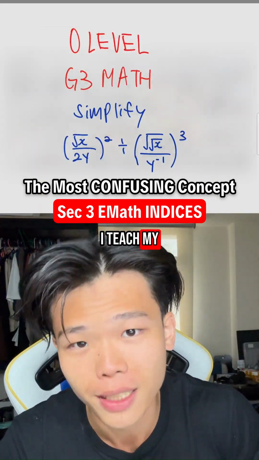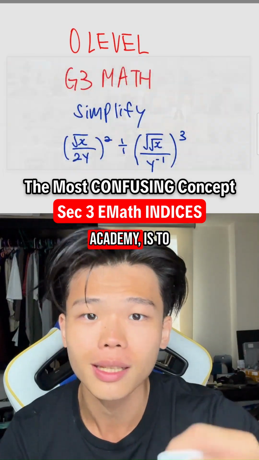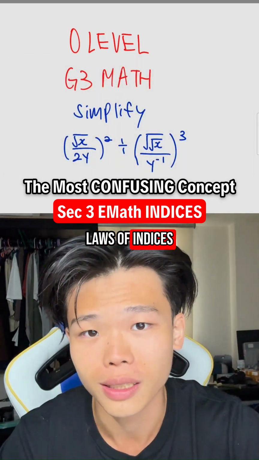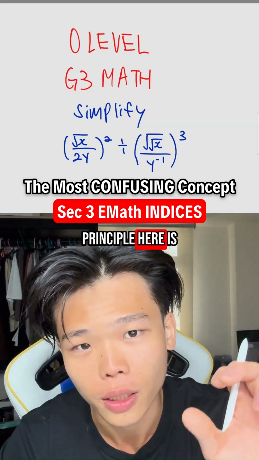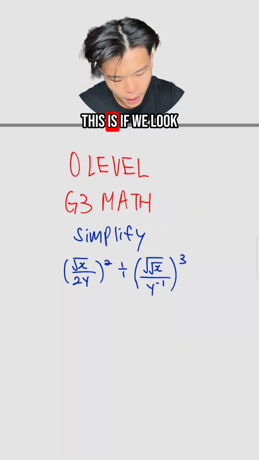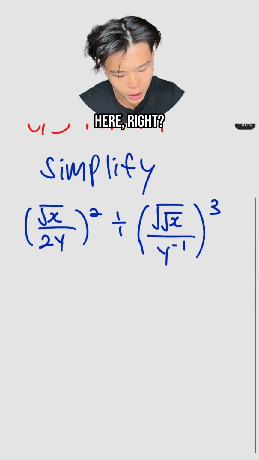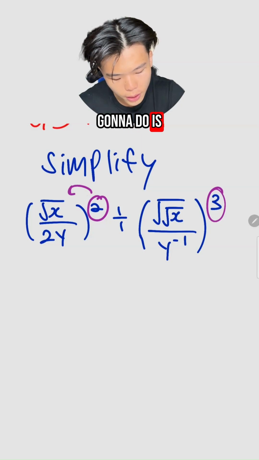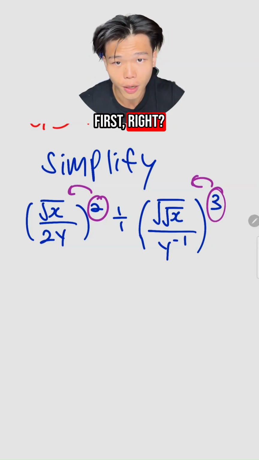And one of the things that I teach my students at my Math Tuition Center, A1 Math Academy, is to be able to break down the steps to tackling laws of indices questions. And the golden principle here is to always start from outside and work your way inwards. So if we look at the whole expression over here, we see that there's a square outside and a power 3 outside. And what we're going to do is put the powers inside first. We don't do anything else.